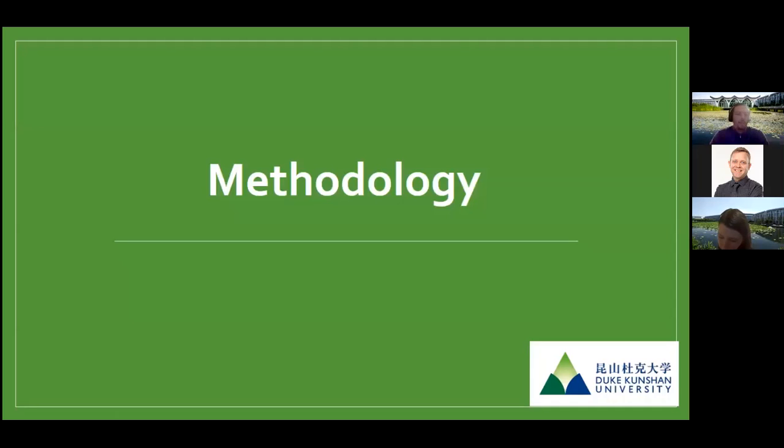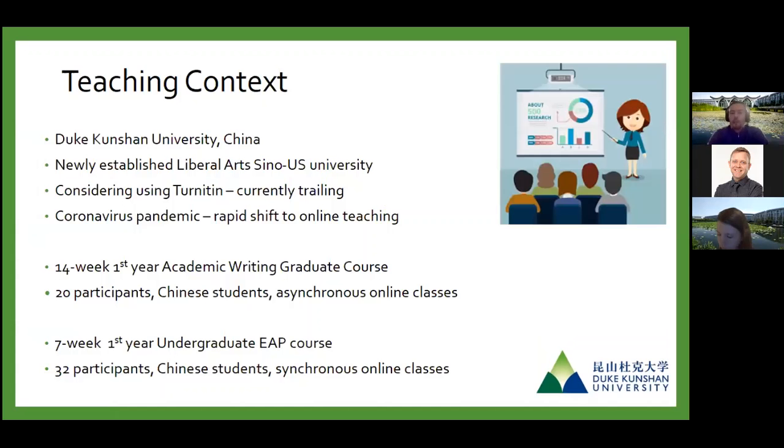So a little bit about our methodology. As Jonathan mentioned, our teaching context is Duke Kunshan University in China. This is a newly established liberal arts Sino-US University between Duke University in the US and Wuhan University in China. We're still developing our 4-year undergraduate liberal arts curriculum, so it provides us with a lot of opportunities for developing policy, introducing technologies and applications, and our university is currently considering using Turnitin at our university.